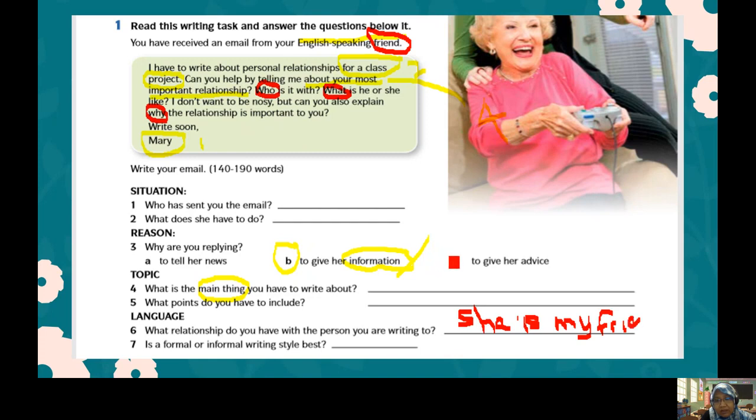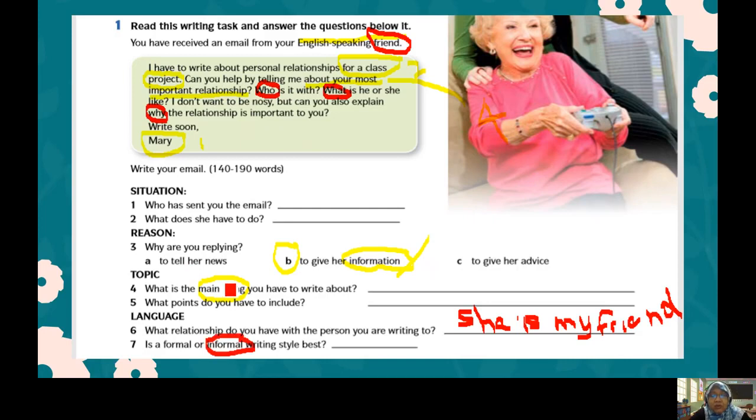How to spell friend? Sorry, because I haven't got my pen yet. Question number 7. Is a formal or informal writing style best? Mana satu cara penulisan yang baik? Formal, rasmi, or informal, tidak rasmi? So what is your answer for that? Very good. The answer is when you want to write to your friend, it should be informal.